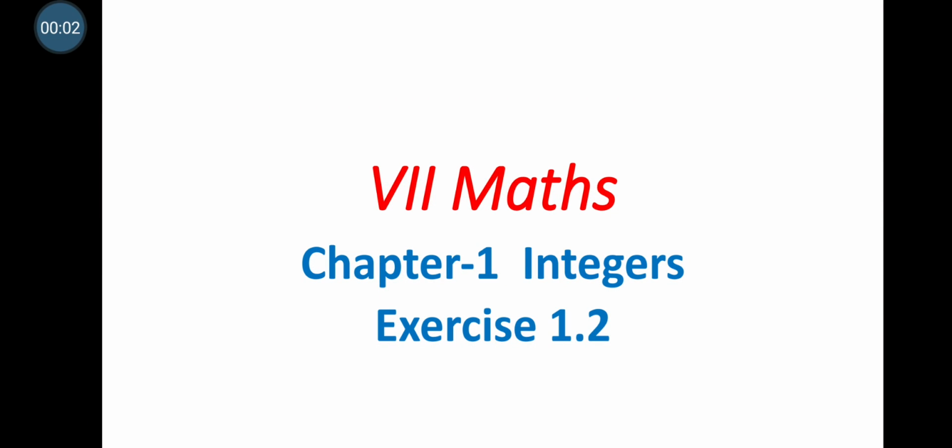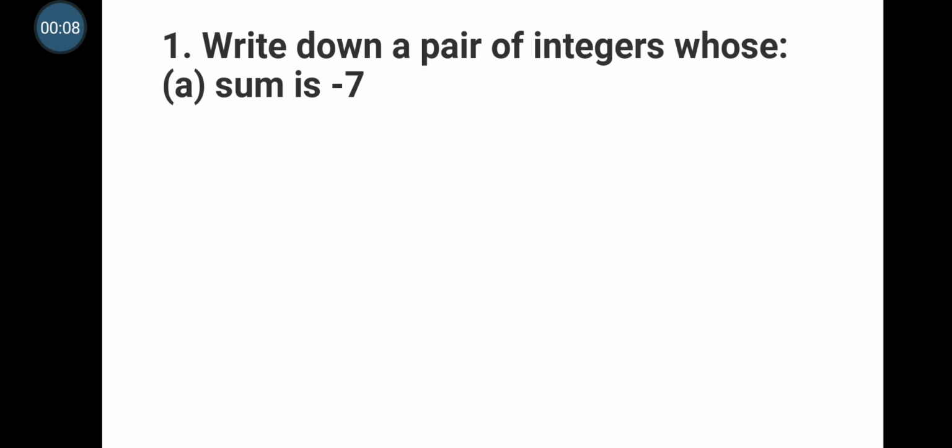Hello students, in this video let's solve exercise 1.2 from the chapter integers. First problem, write down a pair of integers whose sum is minus 7. Sum means when you add two numbers, the result you get is called the sum. So that should be minus 7, it is given in the question.